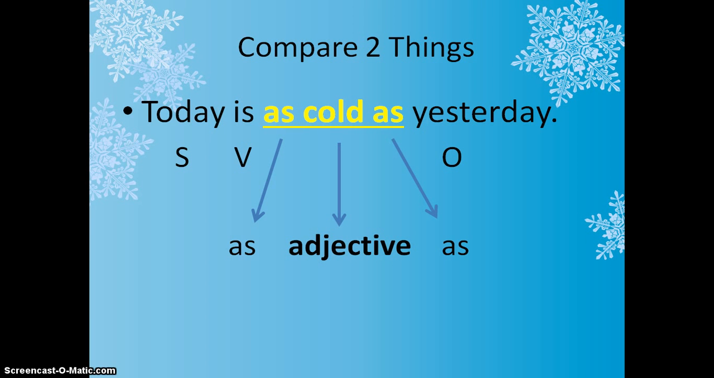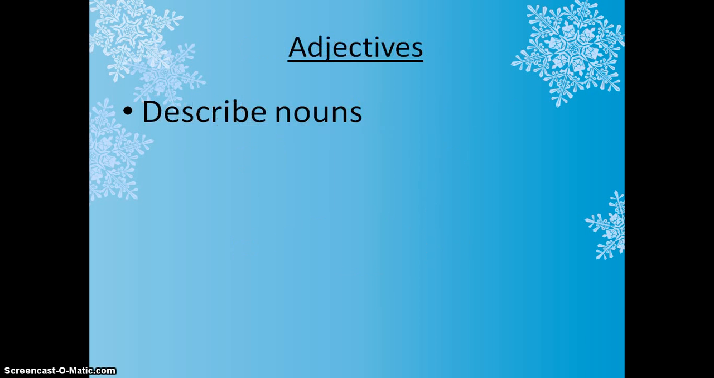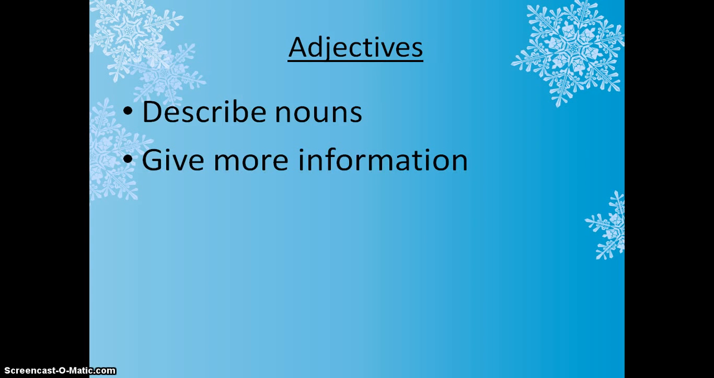Now, let's review. What exactly are our adjectives? Well, adjectives we know describe nouns. They also give us more information about those nouns. So here I have three nouns: a tree, a box, and a blouse. Remember, that's a woman's shirt. So let's add in an adjective to give more information to these nouns.